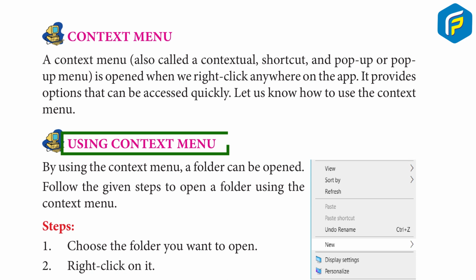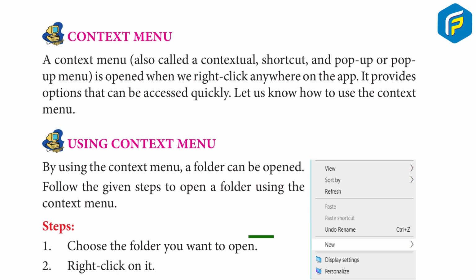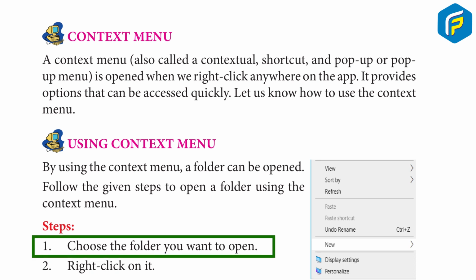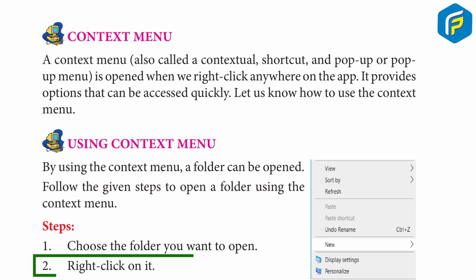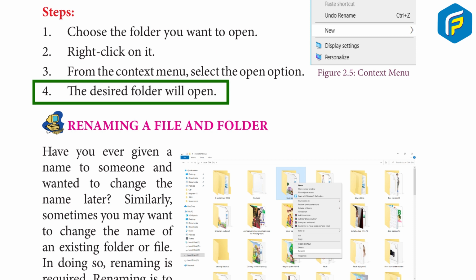Using context menu. By using the context menu, a folder can be opened. Follow the given steps to open a folder using the context menu. Steps 1. Choose the folder you want to open. 2. Right click on it. 3. From the context menu, select the open option. 4. The desired folder will open.